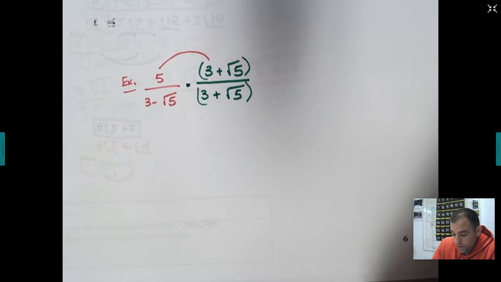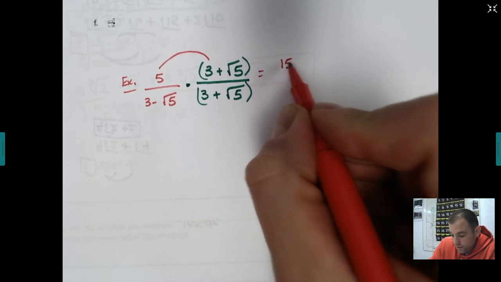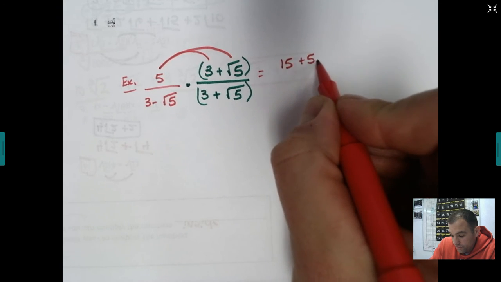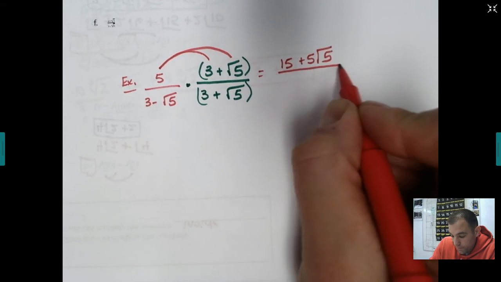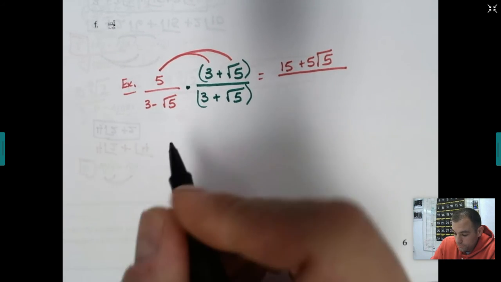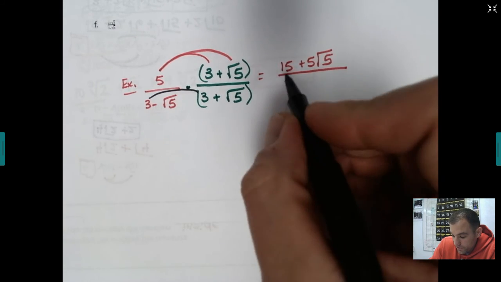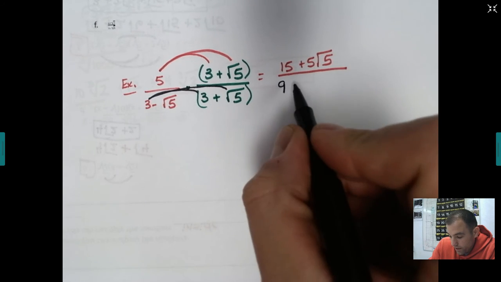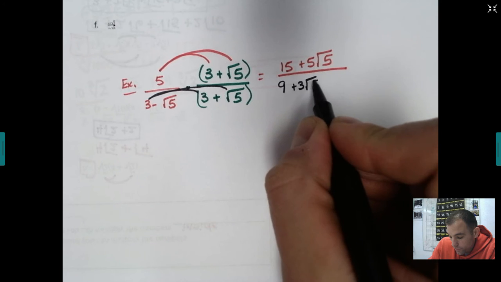So 5 times 3 is 15. 5 times square root of 5 is 5 square root of 5 because I cannot multiply them together. Okay, now we're going to do the bottom. 3 times 3 gives us 9. 3 times the square root of 5 is 3 square root of 5.